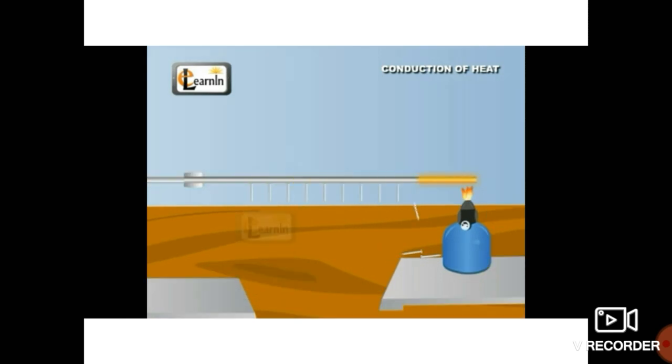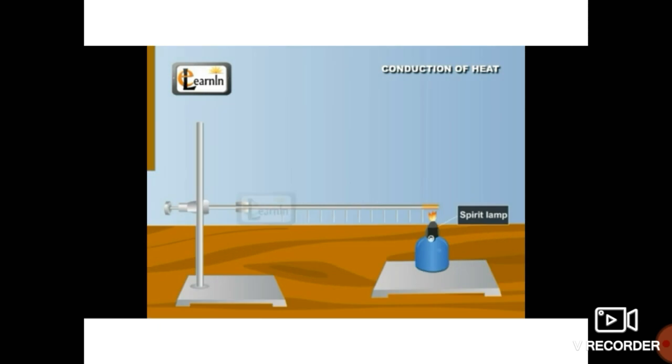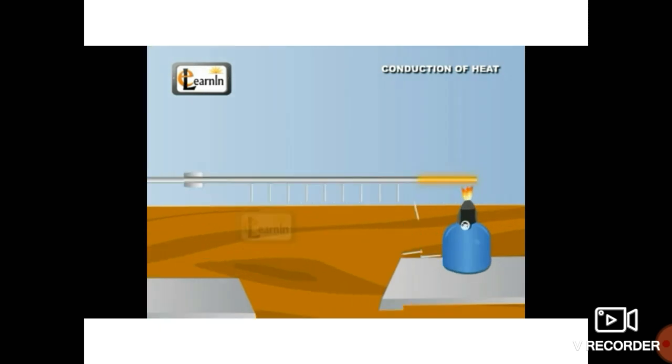Let us look at the first slide. The nail nearest to the hot end falls down, then the neighboring nails fall down. As the heat passes to the nails, the wax by which the nails are fixed melts with the help of that heat, and the nails fall down in this manner. See students.